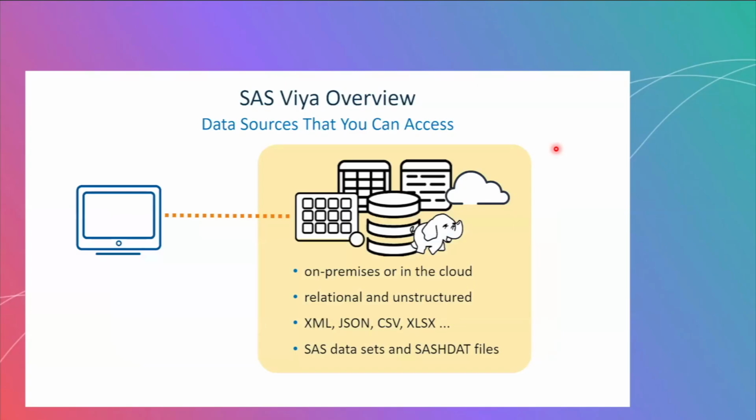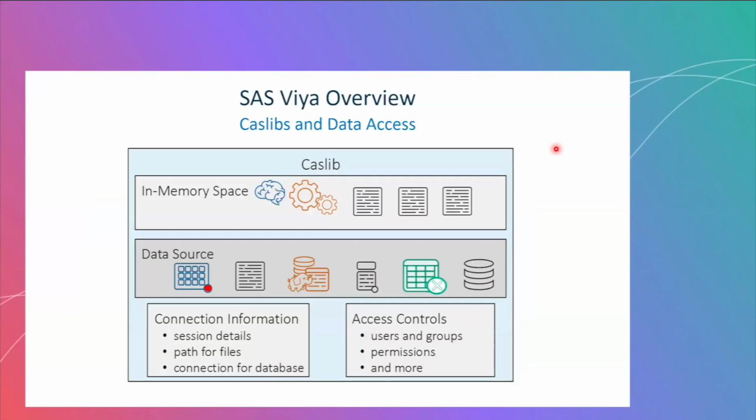Again, the data sources which Viya can access are multiple, on-premise or in the cloud, relational, unstructured, or flat files. So a wide variety of data sources can be accessed by this particular application. Access of the data is from the disk and the in-memory. Again, we'll not get into the understanding of cache libs and all.